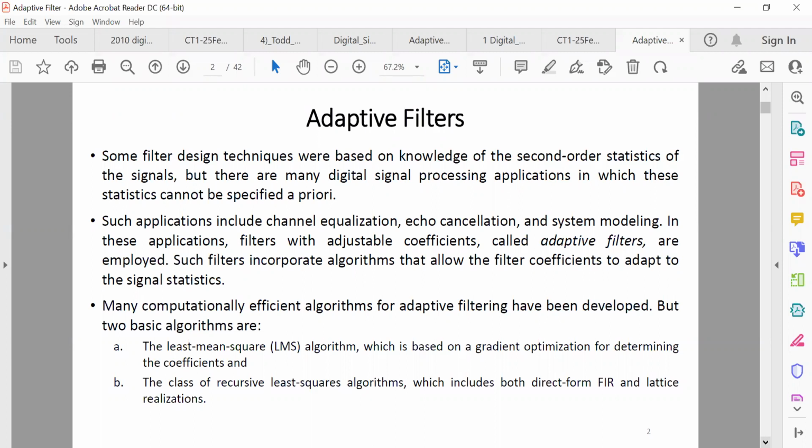One is the least mean square, LMS, algorithm, which is based on gradient optimization for determining the coefficients. The least mean square algorithm is an established algorithm, and the other one is the class of recursive least square algorithms, in which both direct form FIR and lattice realizations are used.